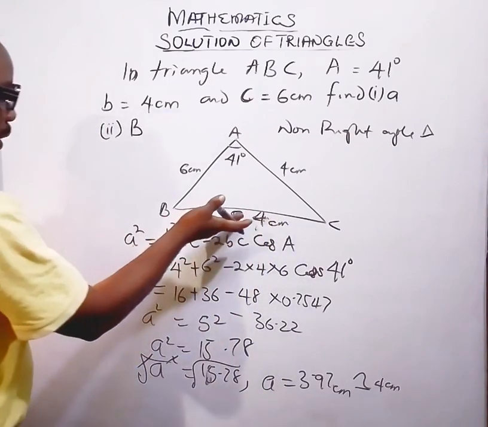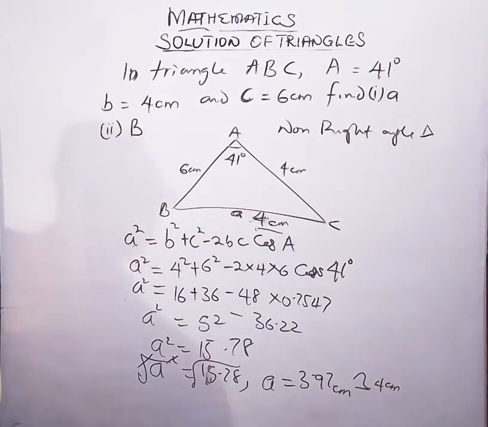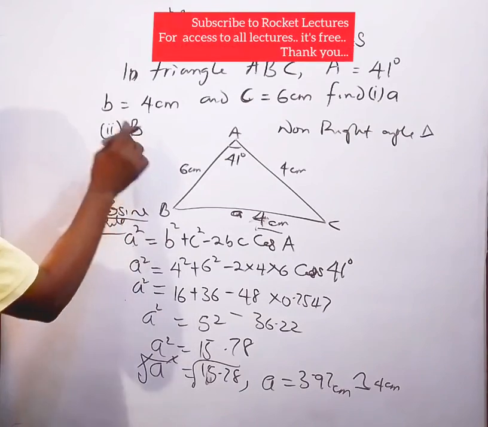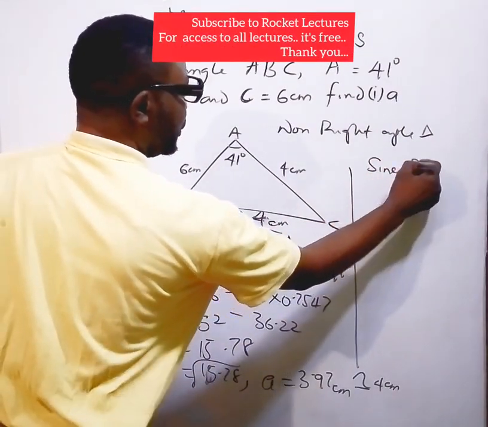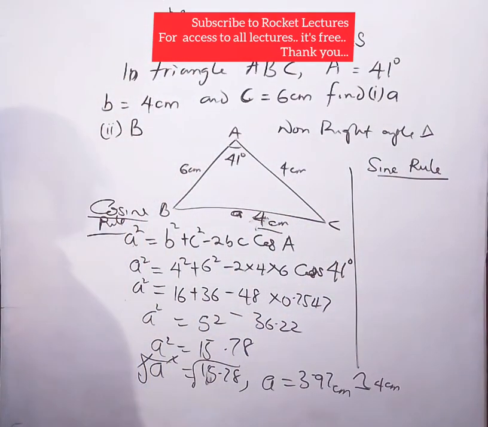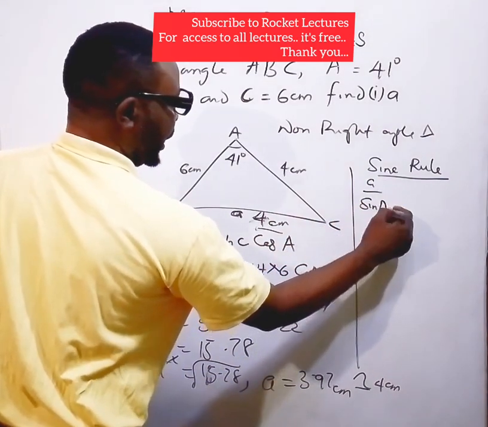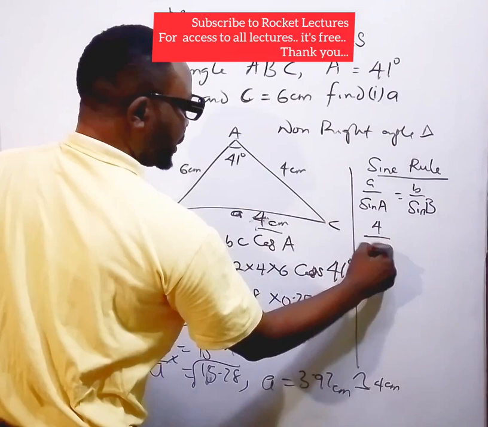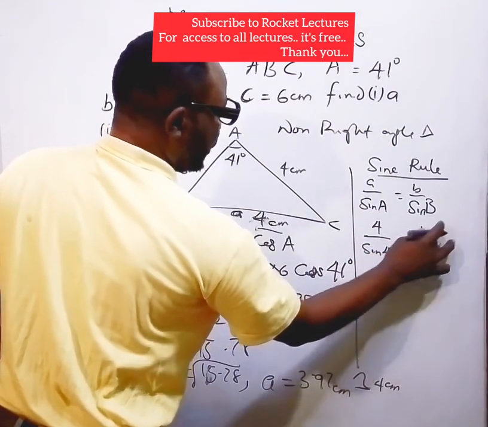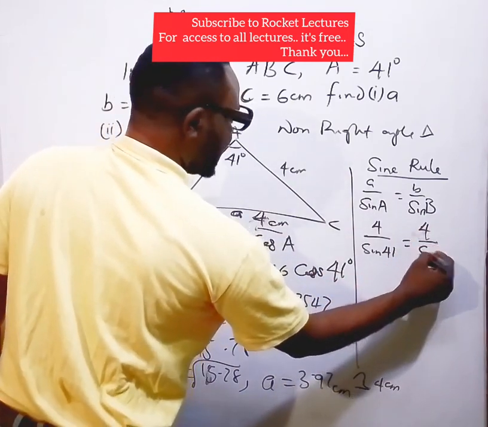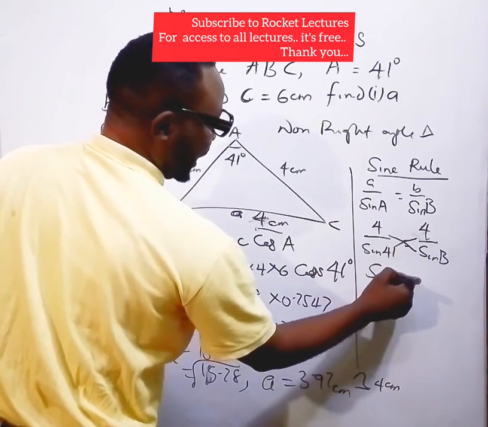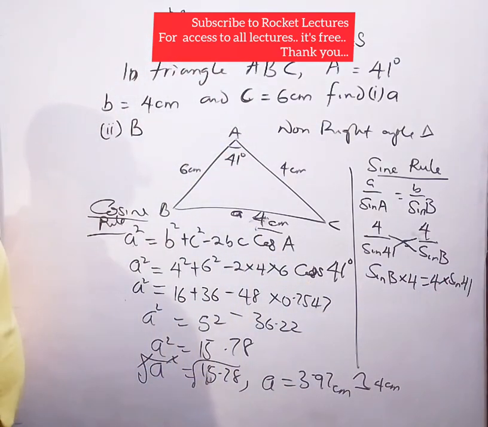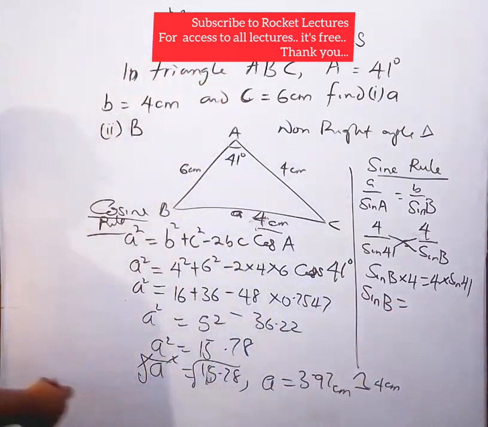Now, we have been able to get the value of a. We need to have the value of angle B. To find the value of B, we can make use of the sine rule, by saying a over sine A equal to b over sine of angle B. We have the value of our a already: 4 over sine 41 equal to 4 over sine B. By cross multiplying, we have sine B multiplied by 4 equal to 4 multiplied by sine 41.